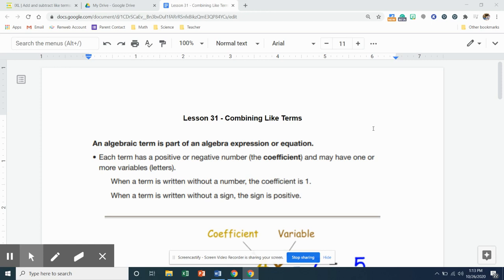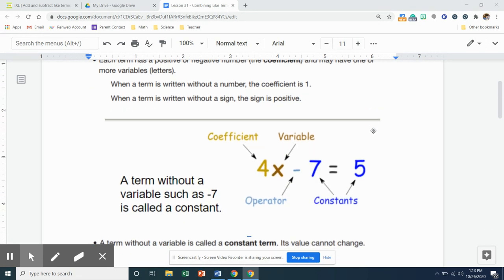Hello, everyone. I wanted to go over lesson 31. We've already done the front part of lesson 31. It was adding integers. So now we're going to talk about combining like terms.